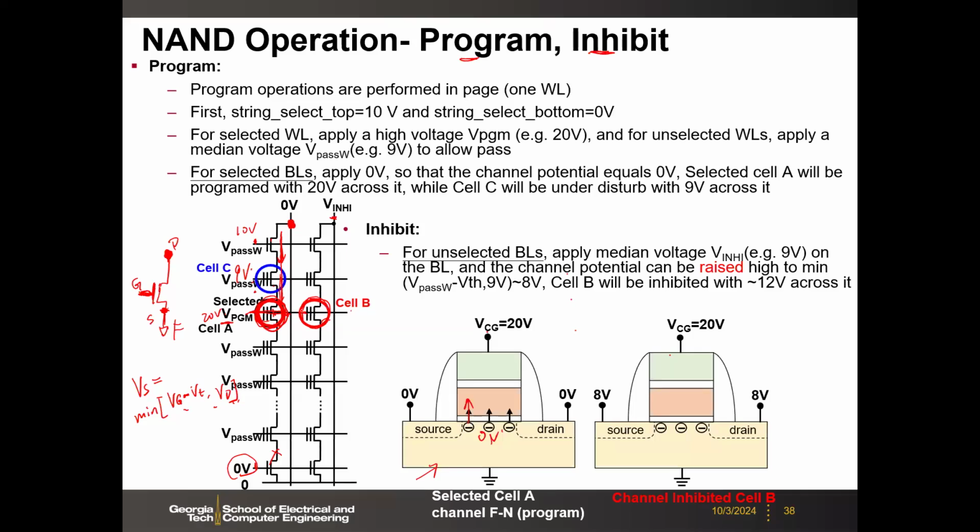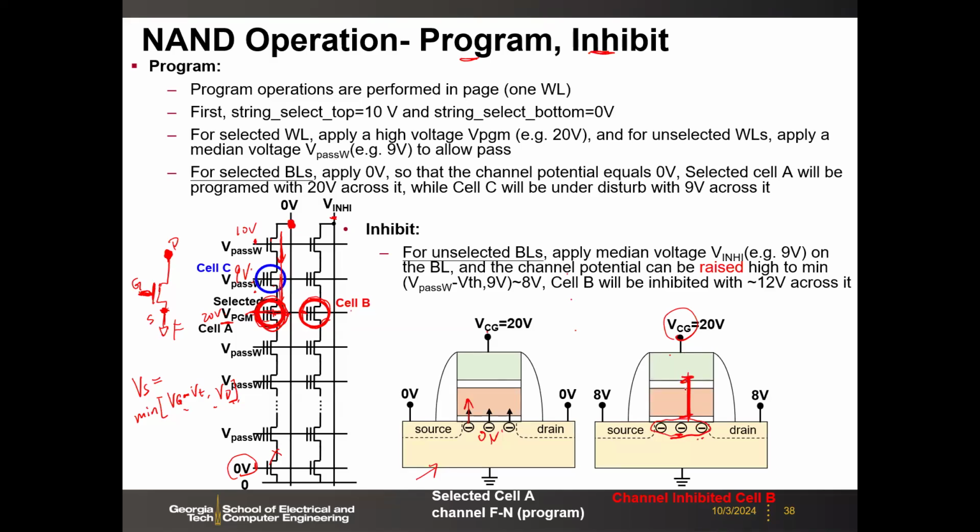Cell B will share the same wire line as the selected cell. That means cell B has 20 volts here. This is dangerous. If the channel potential is not high, then the voltage across cell B will also be programmed. But you don't want to program cell B, right? So you need to find a way to increase the channel potential of cell B.